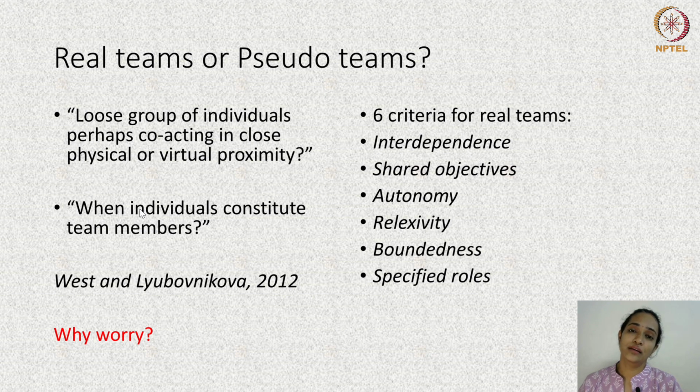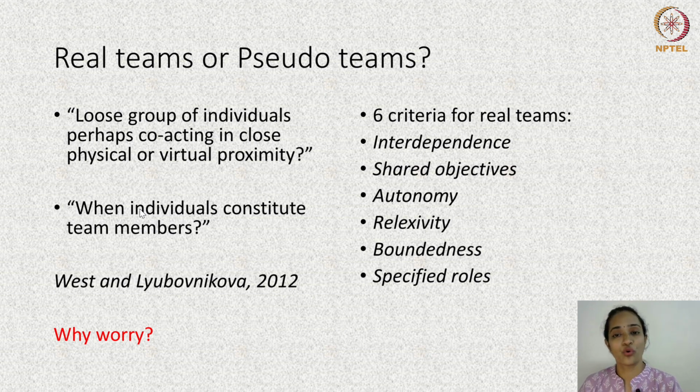So, the memberships in teams should be fixed enough so that team members know who they are working with. And lastly, specified roles. Like any social unit, teams also can function properly only if roles are specified and each team member understands what their role is in the team.